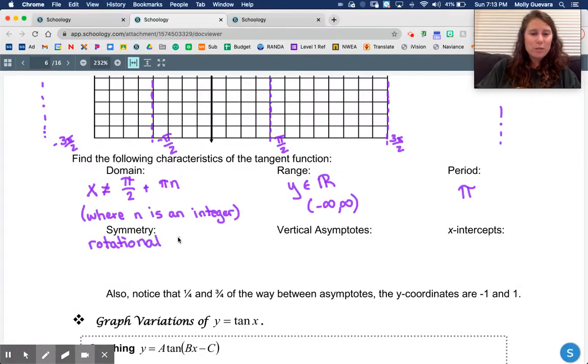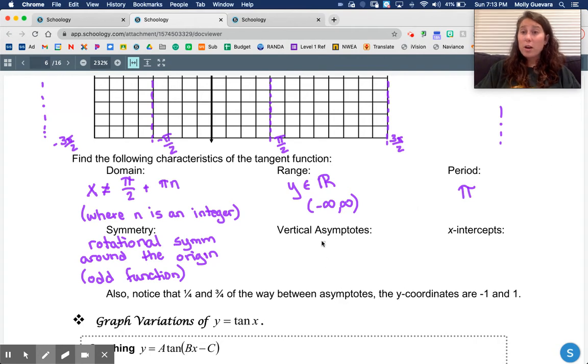This has a rotational symmetry around the origin. So if I were to rotate the graph around the origin, it would land back up on itself. And if we remember back to last semester, that means that this is an odd function. So tangent is an odd function.